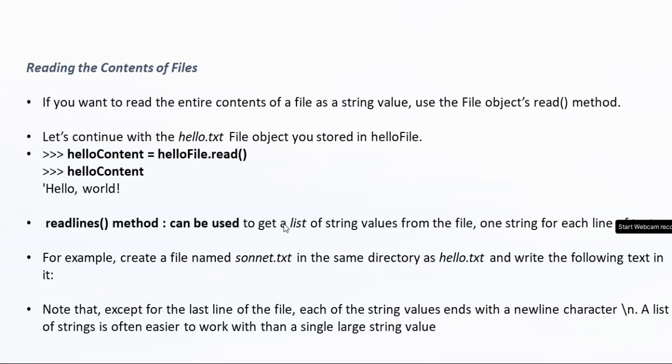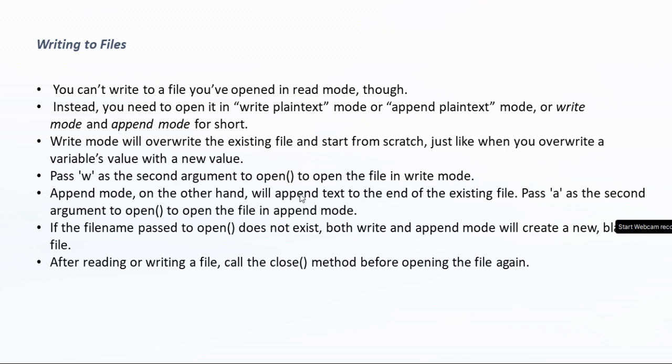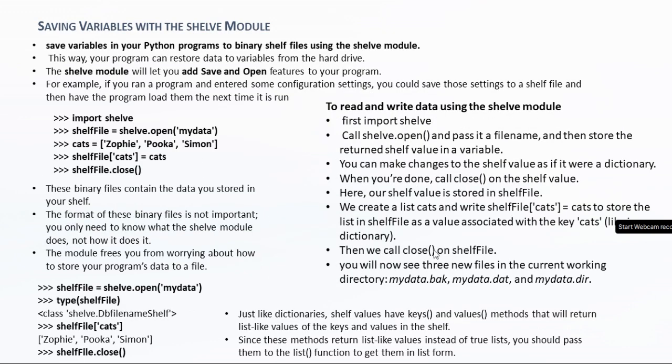So that was about how you can read the contents of a file and how you can write the contents into a file. Now let's go into the shelve module. The shelve module is basically used for saving variables in your Python programs into binary shelf files, right? So first you have to import the shelve module. Under that, shelve, you open the file name. Now here I have a list called cats. I want to write it into this document, mydata. So how do you do it? It's shelf file, under that cats, I have to write it.